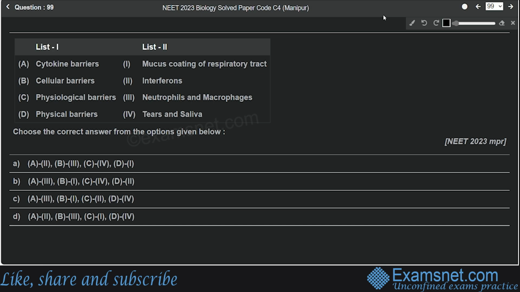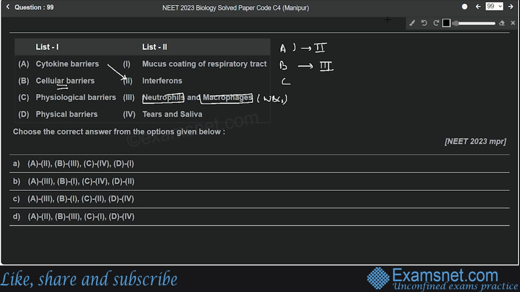Question number 99 is from the chapter Human Health and Disease. Here we have to match the type of barriers with the example. So the first type of barrier is cytokine barriers. Cytokines are a broad category of small proteins that are important in cell signaling. Okay, and the example of cytokine barrier will be interferon. So A will be matched with number 2. Then cellular barriers. Example of cellular barrier will be neutrophils and macrophages, which are types of white blood cells. Okay, and these are part of our immune system. So B will be matched with number 3.